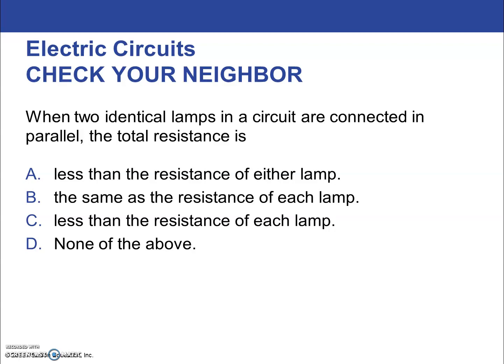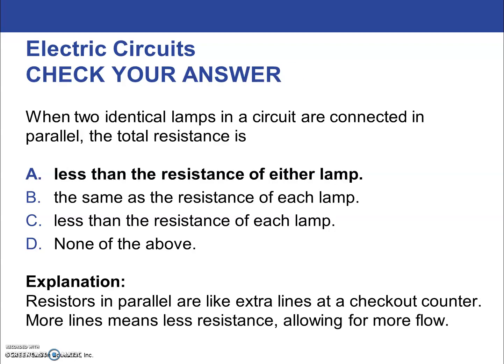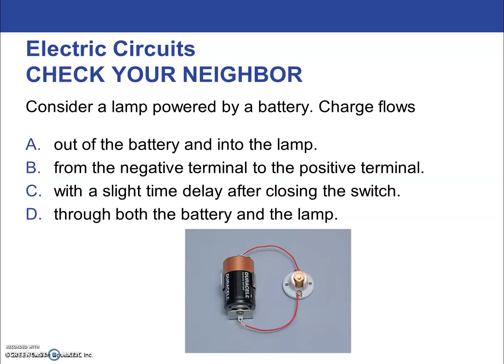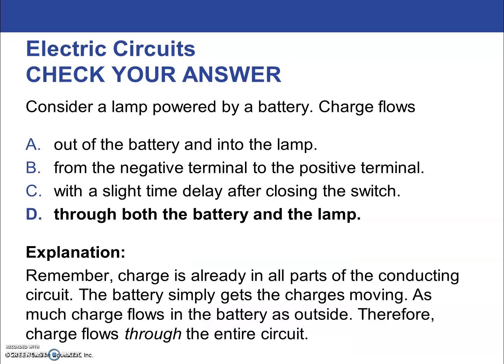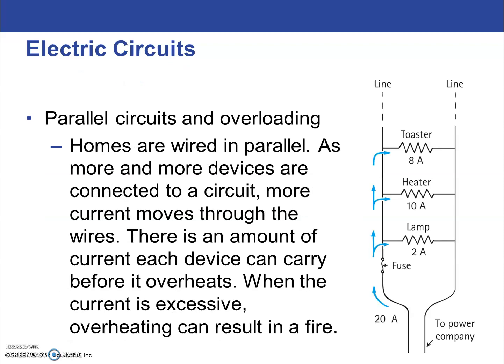So when 2 identical lamps in a circuit are connected in parallel, the total resistance is less than the resistance of either lamp alone. Consider a lamp powered by a battery. Charge flows through both the battery and the lamp. It has to make it through both. It's a full circuit.